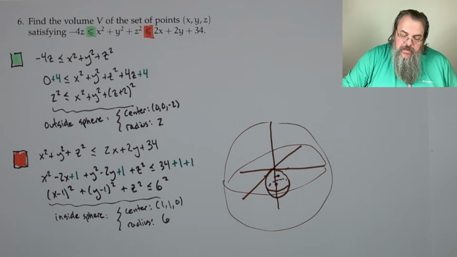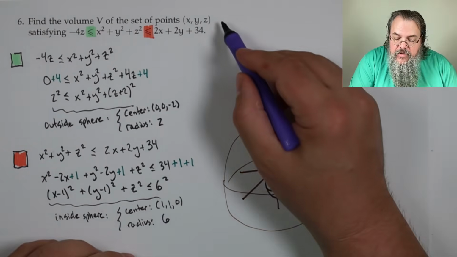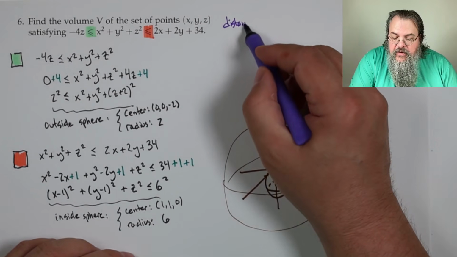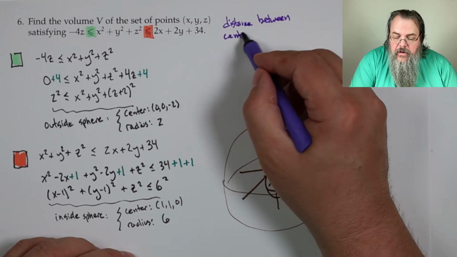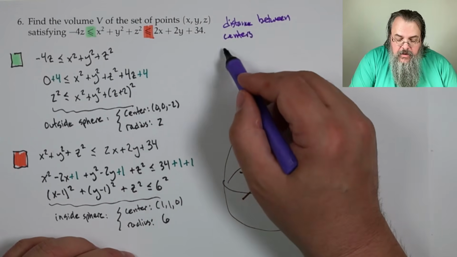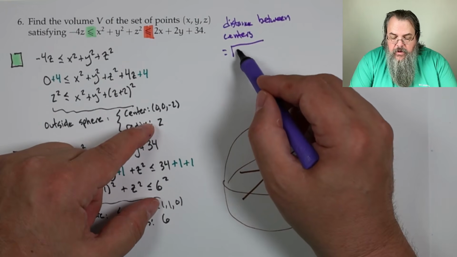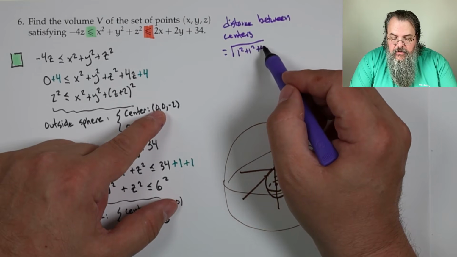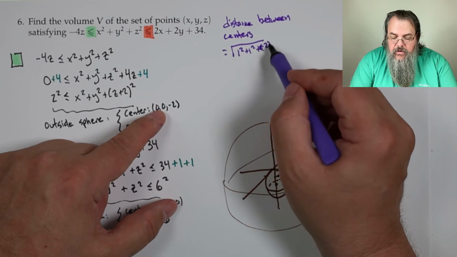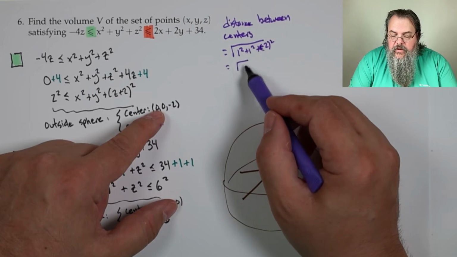Now, if we wanted to be a little bit careful, and we can be, we can talk about what's the distance between the centers. And so we'll make some notes here. Distance between centers. Well, we get the following. Our distance would be the square root of 1 squared plus 1 squared plus negative 2 squared. So negative 2 squared, which if you work that out, that's square root of 6.